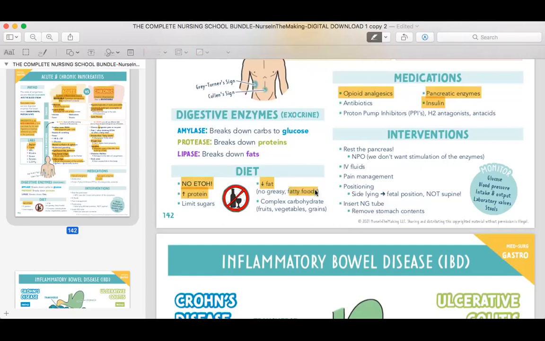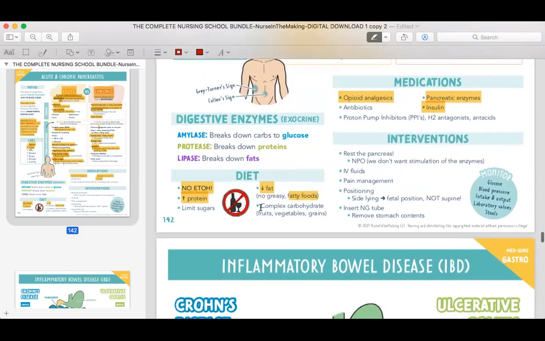And since you already can't break down that fat, why would you want to consume more fat? Complex carbs like fruits, veg, and grains.